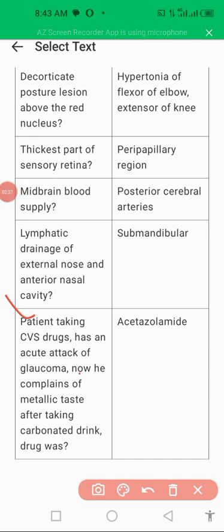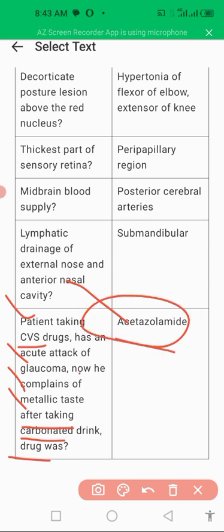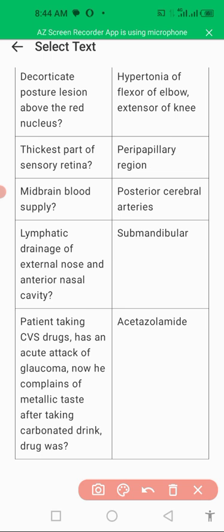For a patient taking CVS drugs and having an acute attack of glaucoma, who now complains of metallic taste after taking a carbonated drink, which drug was he taking? That is acetazolamide. Now if the same metallic taste is happening with diabetic drugs, then that drug will be metformin. So metformin causes metallic taste, and acetazolamide also causes metallic taste among anti-glaucoma drugs. So in this way one can conclude that acetazolamide and metformin both cause metallic taste.